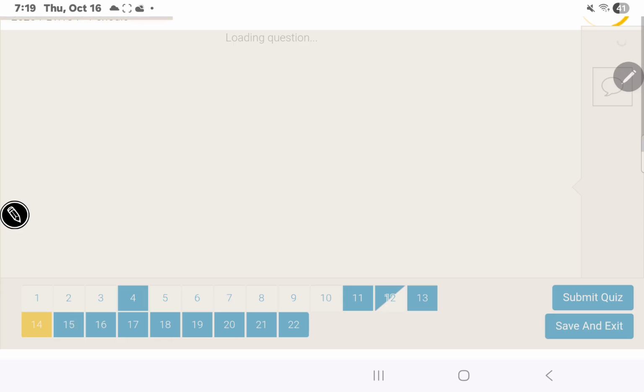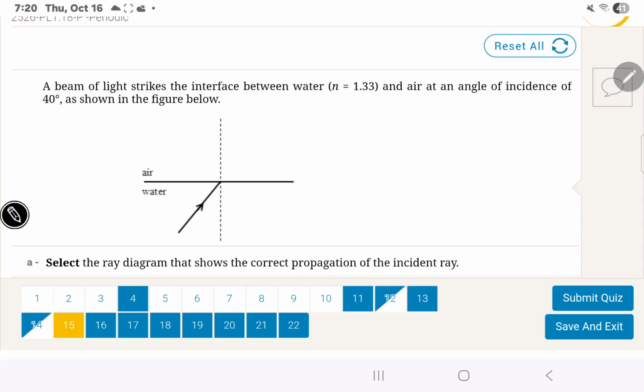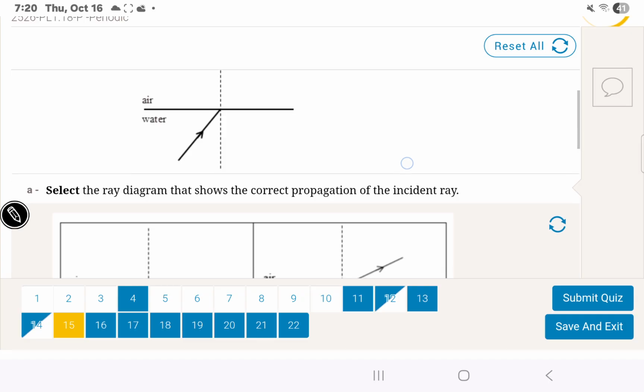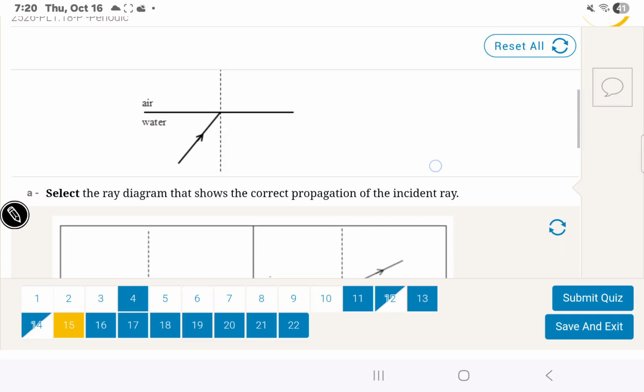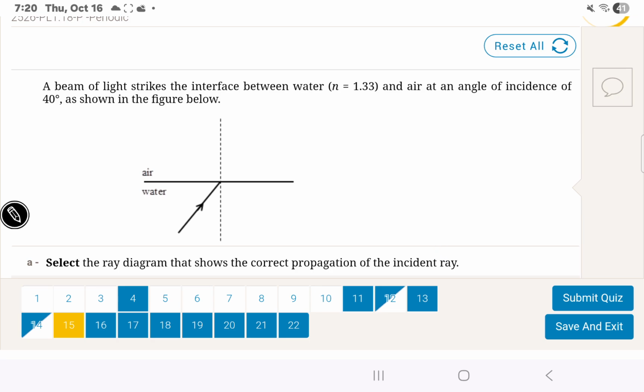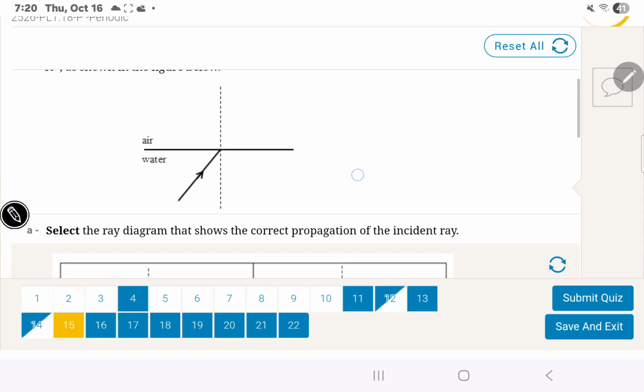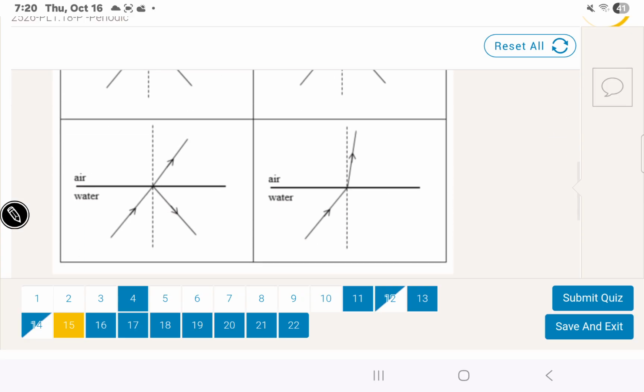Question 15 now. A beam of light strikes the interface between water, refractive index 1.33, and air at an angle of incidence 40, as shown below. Select the ray diagram that shows the correct propagation of the incident ray. So here it comes at an angle 40. It comes from water to air at an angle 40. Now this will refract away from the normal. So we have to choose this option.